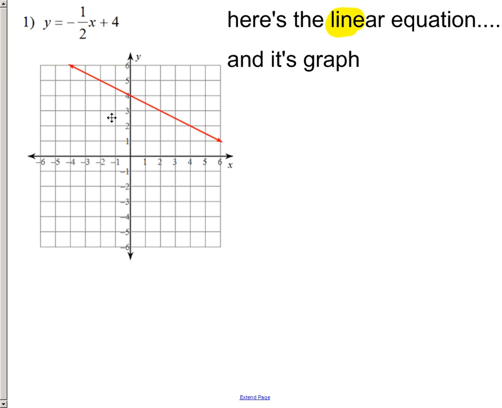So don't worry about how to do that yet. That's the future lessons. But linear equation just means that when you put it on a Cartesian plane or a graph like this, it makes a straight line.